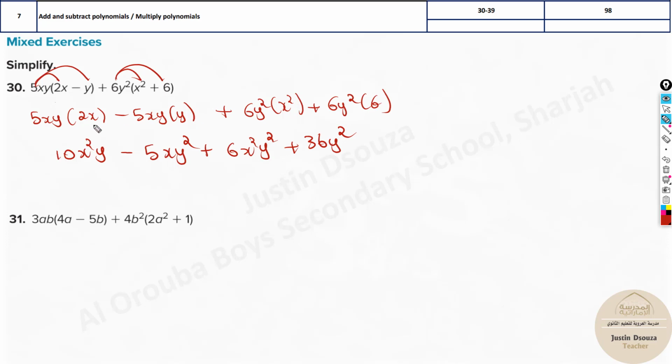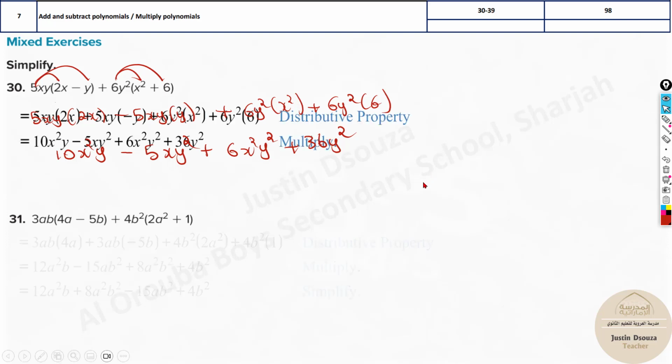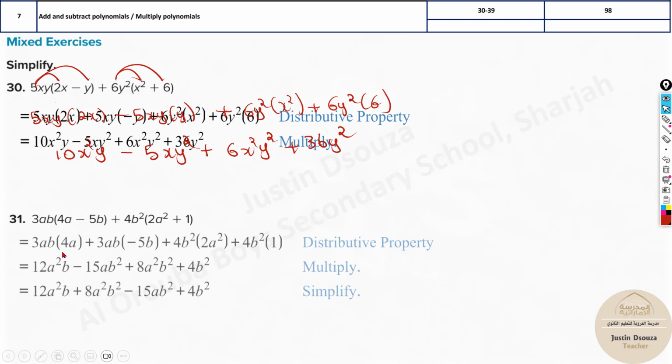That's it. Now let's see whether there are any like variables over here. No, all are different variables. So this is it. This cannot be simplified further. Let's just check the answer. It should be, yeah, that's it. 10x squared y minus 5, whatever we got, the same answer. Same way, please do it over here. You can see the steps, very easy.